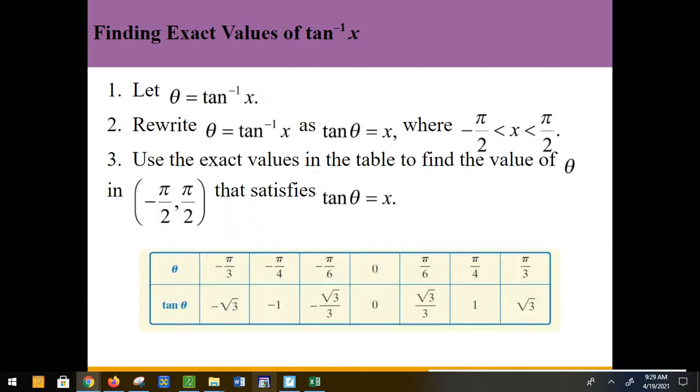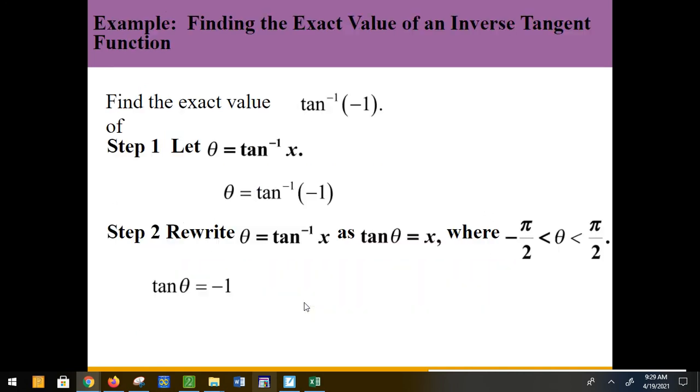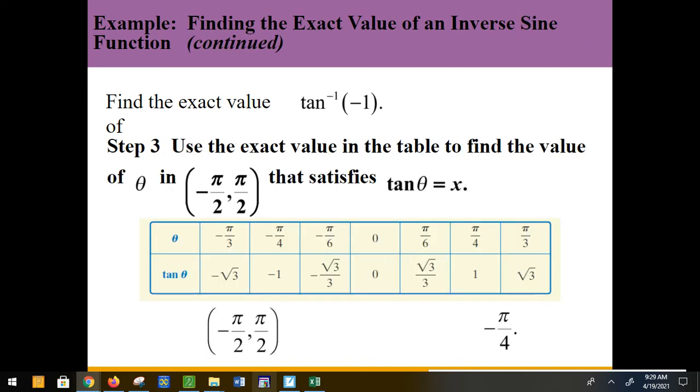Finding exact values of tangent function is going to be just like finding exact values of sine and cosine. We're going to have the table of tangent values. And let's see what this example is asking us to find. Tangent inverse of -1. So now we're looking for -1 on that chart and finding what angle it matches up with. So if the tangent of -pi/4 is -1, then tangent inverse of -1 is equal to -pi/4.